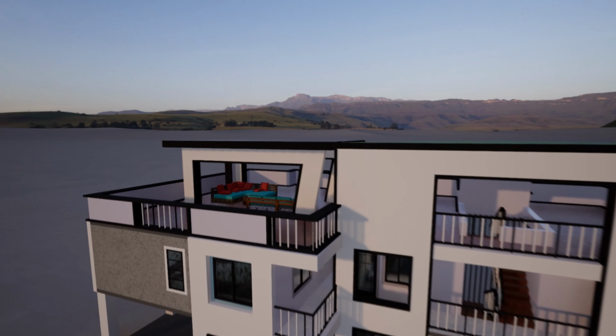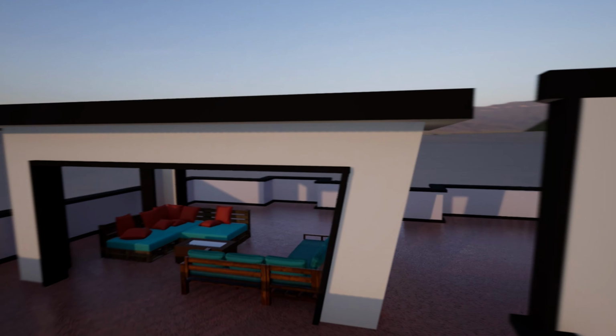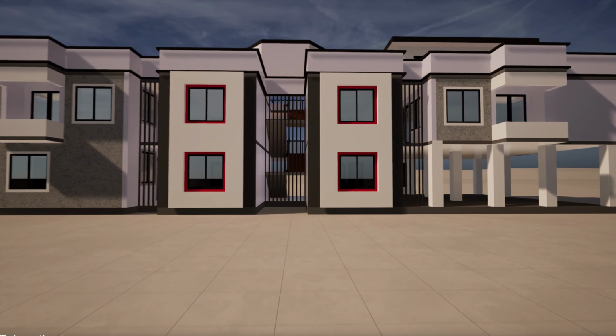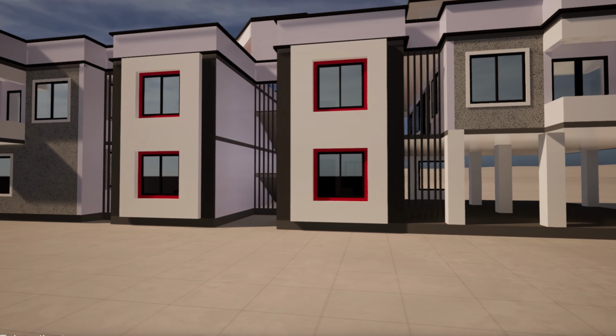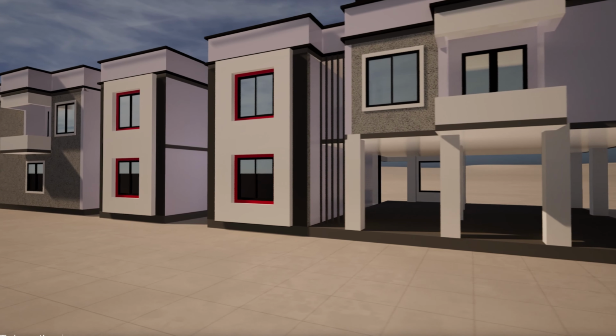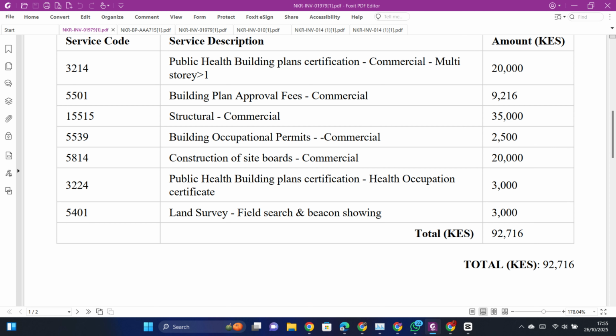I know people sometimes will tell you that this stuff will cost, I don't know, 100,000 or 150,000. No, sometimes it doesn't cost that much. I even have another receipt for a house that we are doing somewhere in Nakuru town, within the town. It is a five-story building with a rooftop being concrete, and it was massive, covering a plot of 50 by 100. It was 92,000 for the entire approval process.